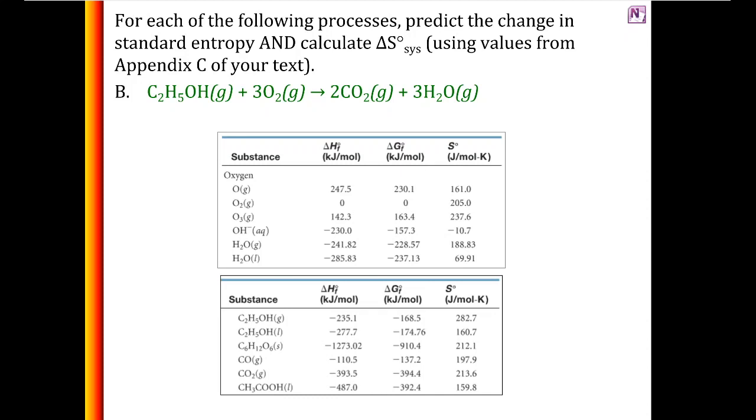You're dealing with more substances. The base of the problem doesn't change. You're still going to use the same equation. Now you just have to understand how to put all these different components in. You have your reaction equation, and then you have a table that should have everything you need. So go ahead and pause the video and give this one a try.